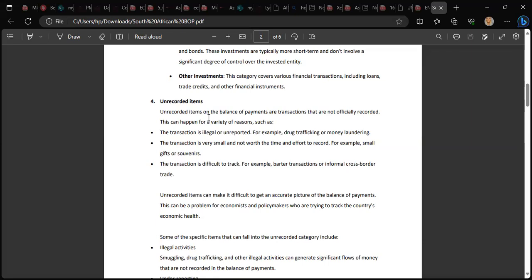But because we are dealing with very large numbers and a lot of accounts, a lot of things that we need to take into consideration, it's likely that it's not going to balance. But in principle, because it has to balance, we need to put in the unrecorded items. These are more like the balancing items to make sure that your credits are always equal to your debits.